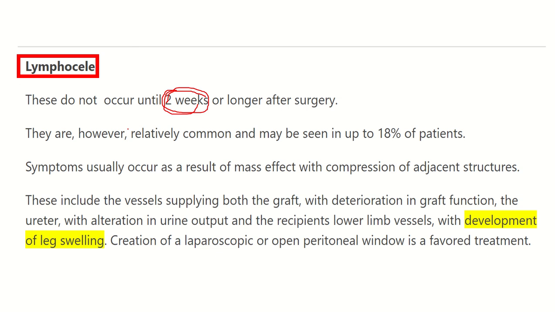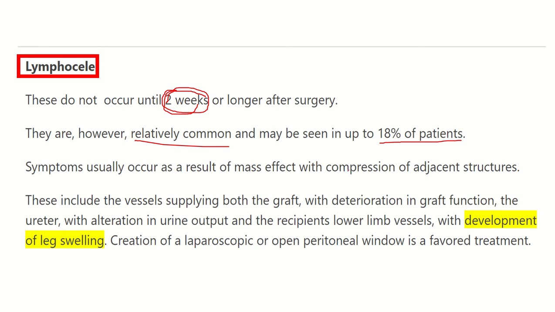However, lymphoceles are relatively common, occurring in up to 18% of all patients. So lymphocele may occur in about 18% of patients and is relatively common, and it usually doesn't occur before 2 weeks after the surgery.